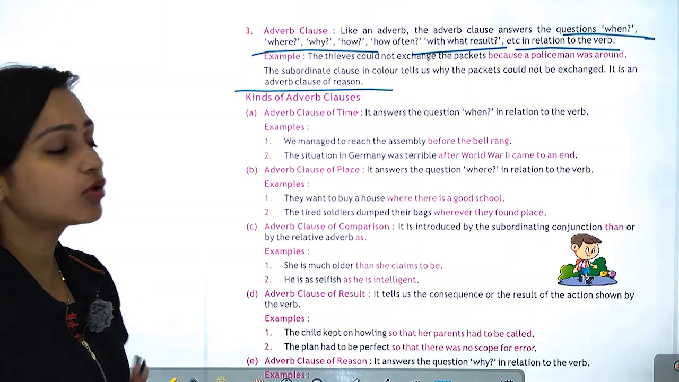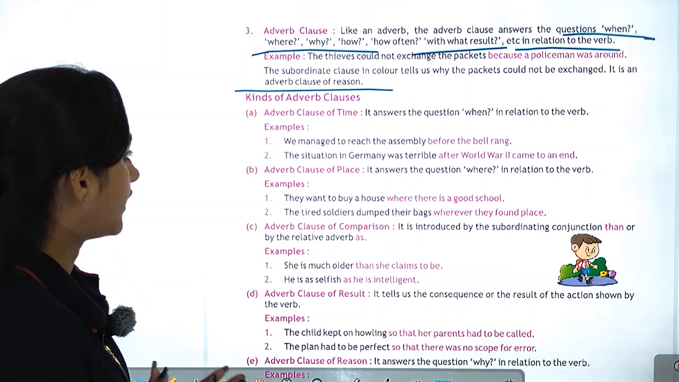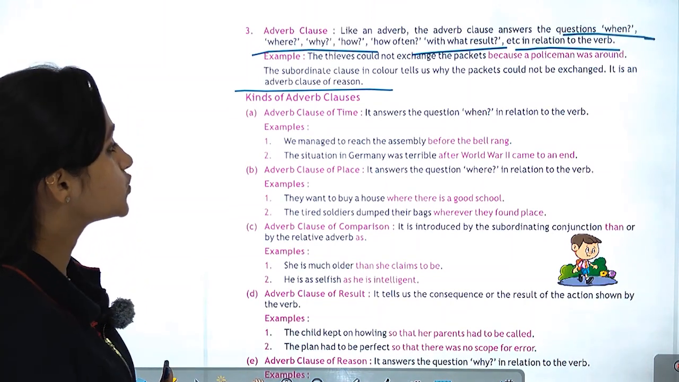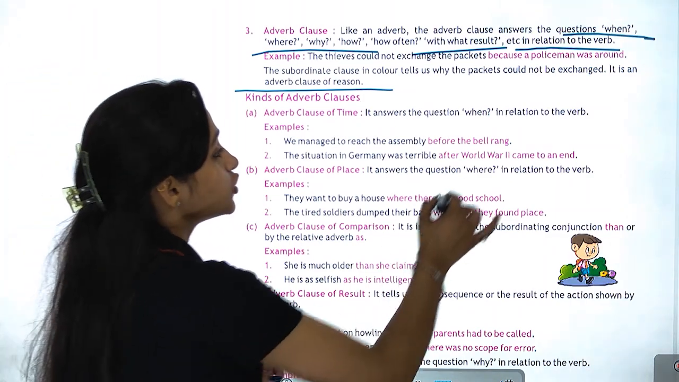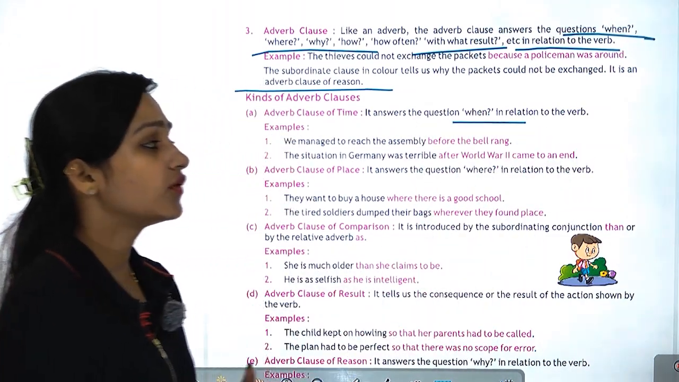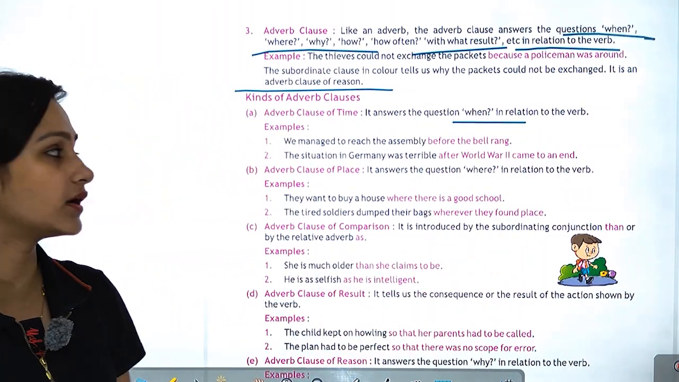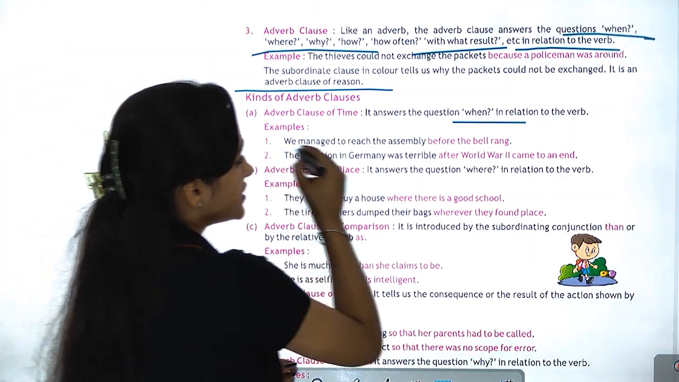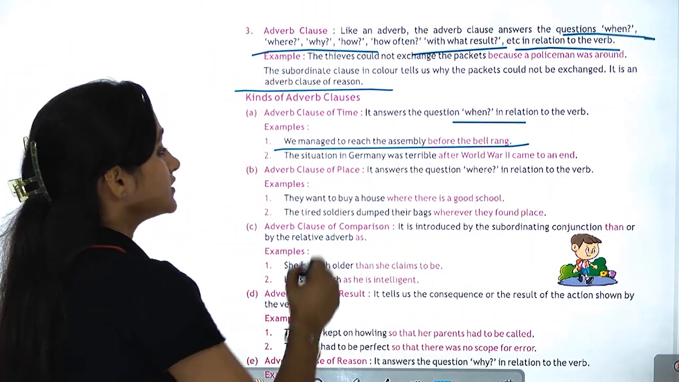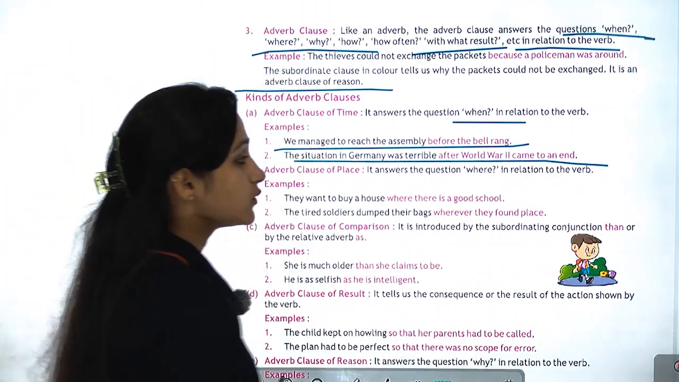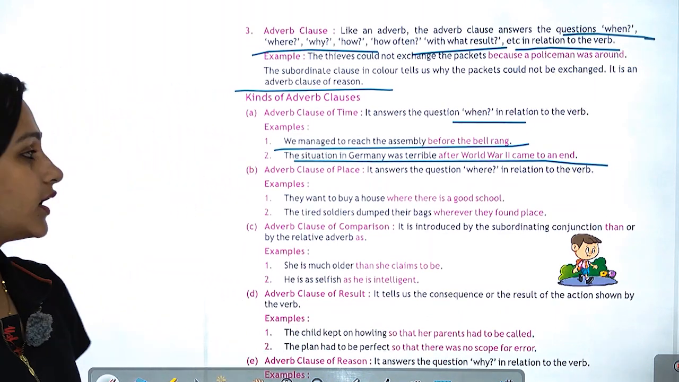Now kinds of adverb clause, कितने kinds के adverb clauses होते हैं? Adverb clause of time, first one is adverb clause of time. It answers the question when, कि कब, in relation to the verb, किसके relation में? Verb के relation में. We managed to reach the assembly before the bell rang. The situation in Germany was terrible after World War II came to an end.